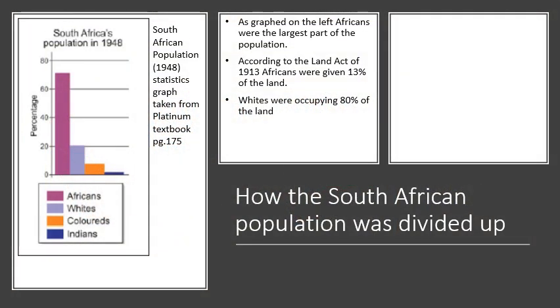According to the Land Act of 1913, Africans were given 13% of the land while whites were occupying 80%. However, if you look at the population graph on the left-hand side, in 1948, Africans made up 70% of the population, while whites only made up 20%.